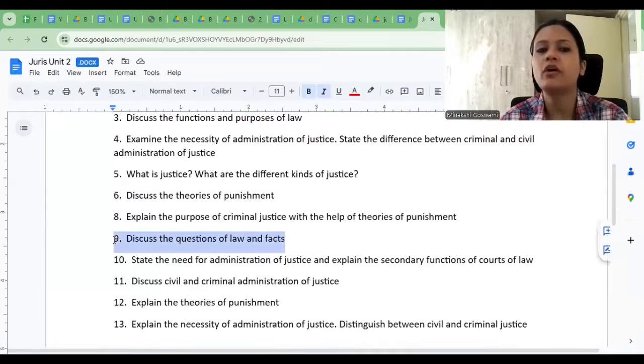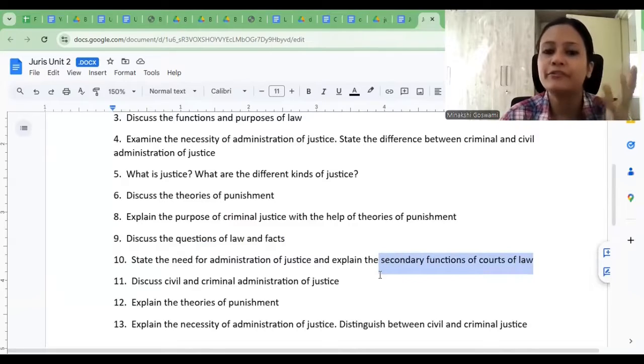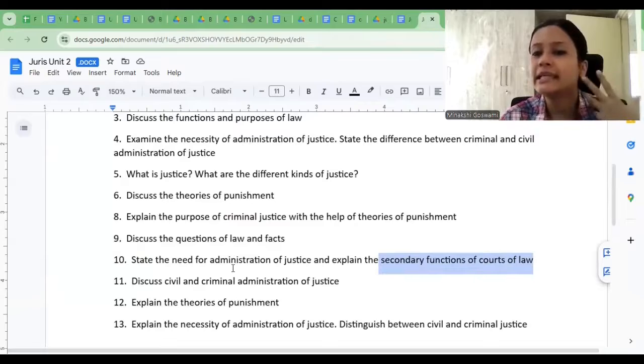Discuss the questions of law and facts. This is again from unit 2 that you can expect questions. State the need of administration of justice and explain secondary functions of court of law. So what are the secondary functions that court performs, and what is the need for administration of justice?